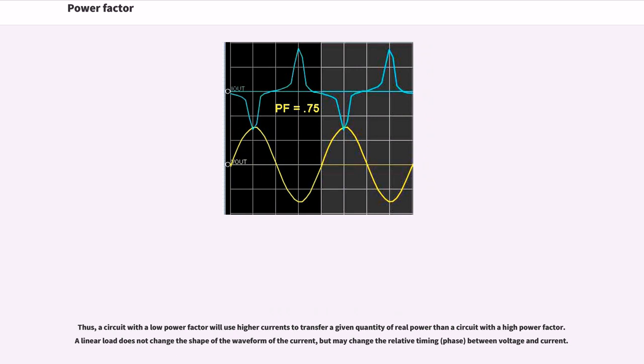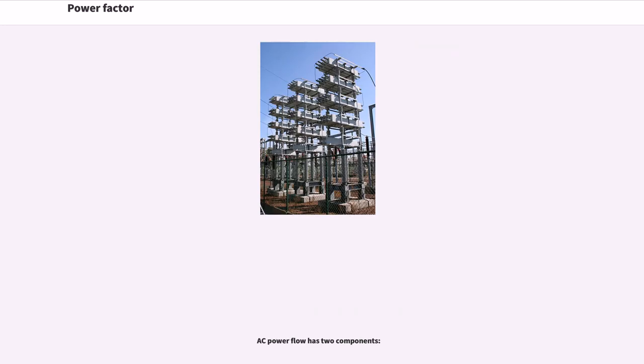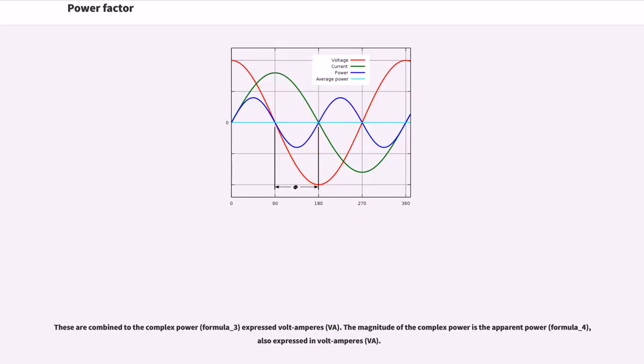A linear load does not change the shape of the waveform of the current, but may change the relative timing between voltage and current. Electrical circuits containing dominantly resistive loads have a power factor of almost 1.0, but circuits containing inductive or capacitive loads can have a power factor well below 1. AC power flow has two components. These are combined to the complex power expressed in volt-amperes. The magnitude of the complex power is the apparent power, also expressed in volt-amperes.